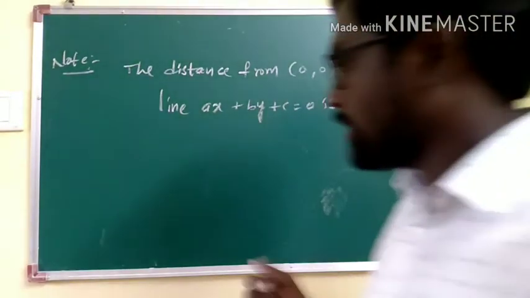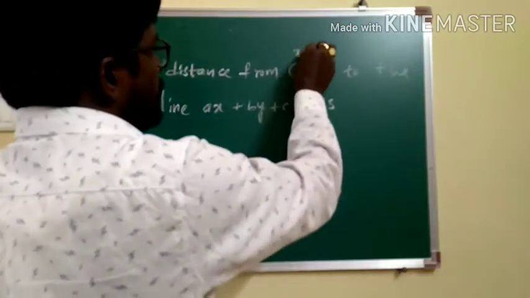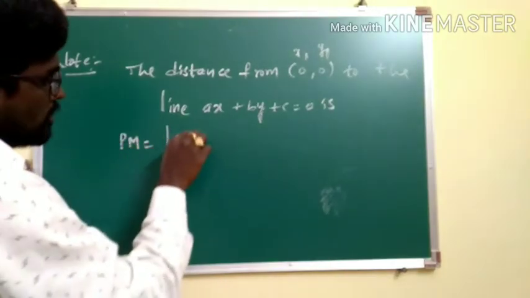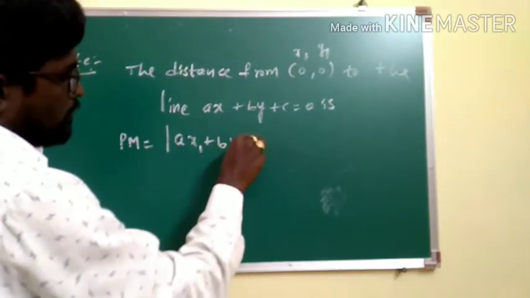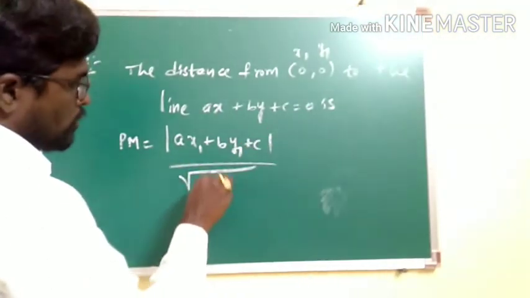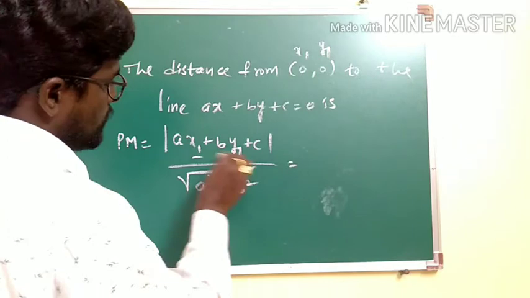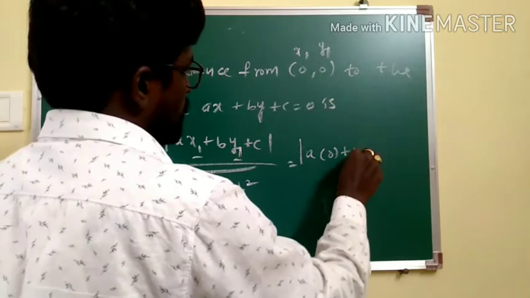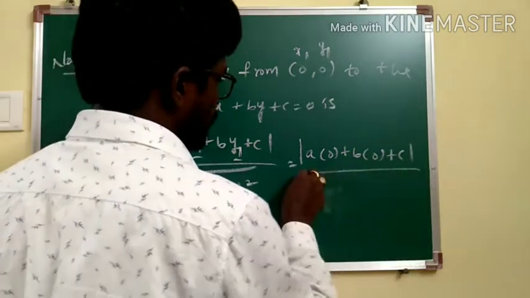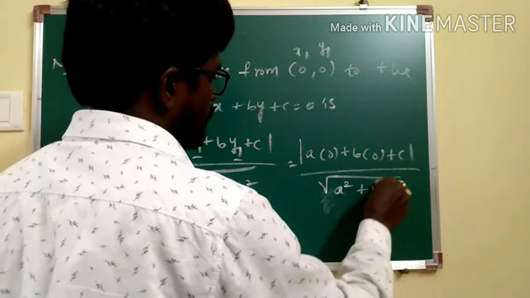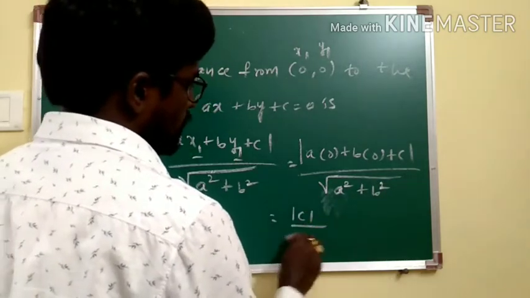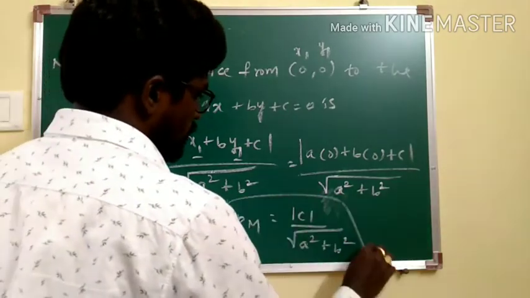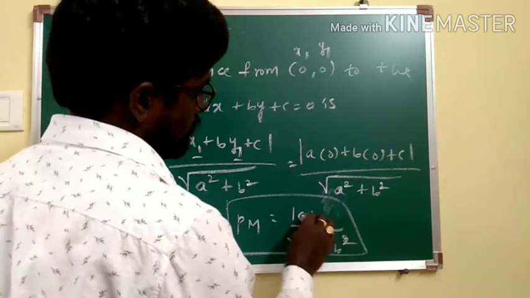Similarly, here you will consider the given point as some (x1, y1). So what will you get? PM is equal to, in the formula, mod of ax1 + by1 + c by root of a square plus b square. We'll simply substitute x1 and y1 as 0, 0. Mod of a into 0 plus b into 0 plus c by root of a square plus b square. So mod c by root of a square plus b square is the distance from the origin to the line ax + by + c = 0.